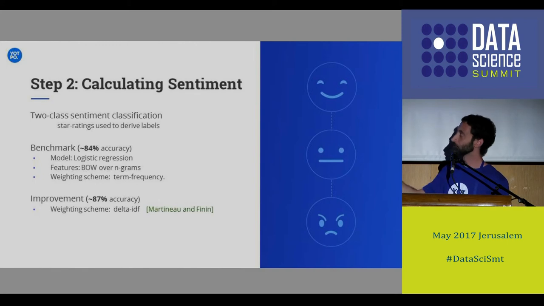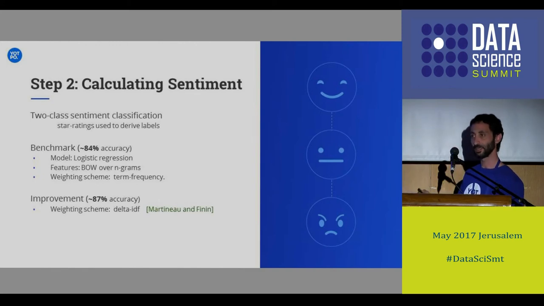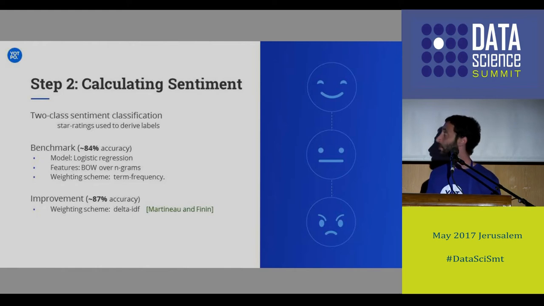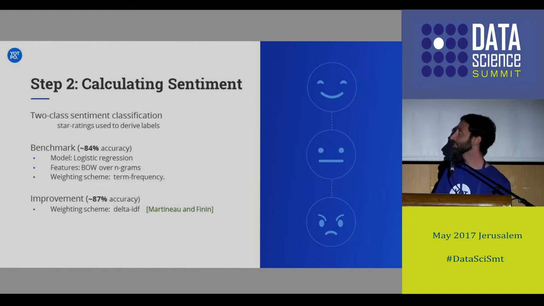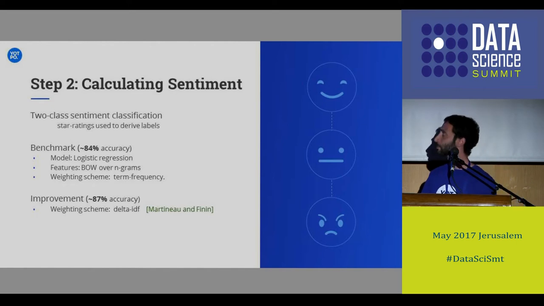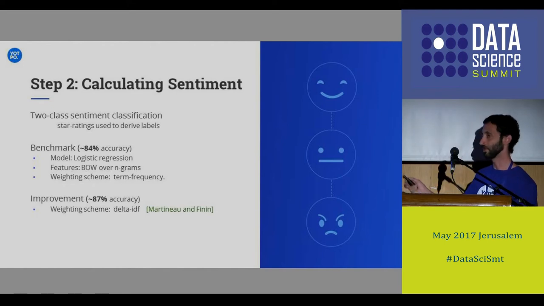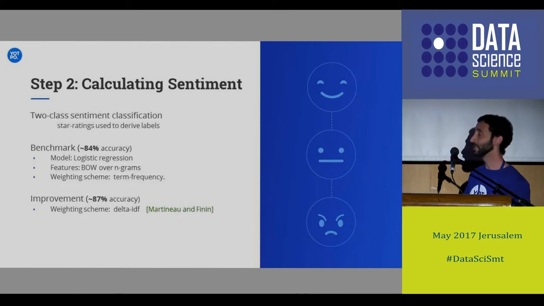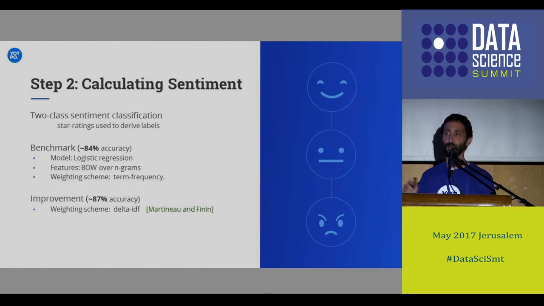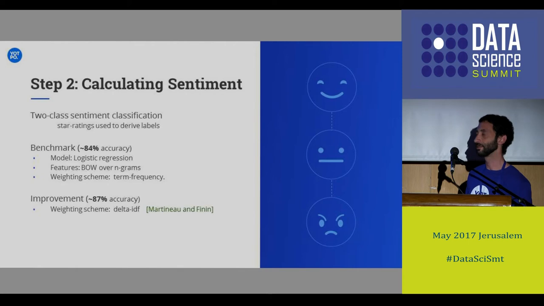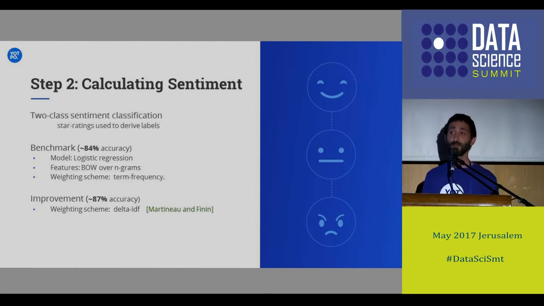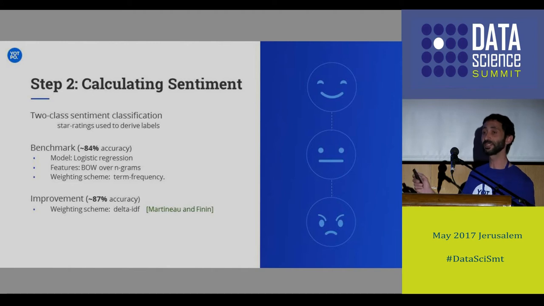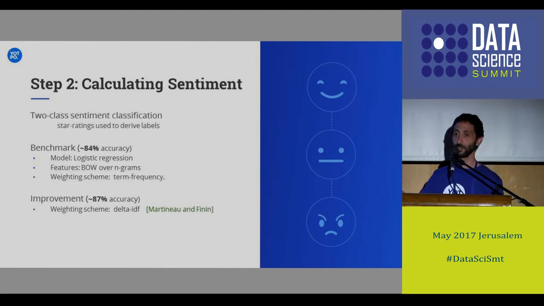So I'll give a quick overview of how we calculate sentiment, a process we've been through. We model this sentiment calculation as a two-class classification problem where our labels are derived from star ratings. We started with a benchmark model using logistic regression. You might all know about it. The features are taken as bag of words over n-grams, meaning that we don't care about the ordering of terms within a review, just their existence. The weighting scheme is term frequency. A term is given a weight as the number of times it actually appears in the review.